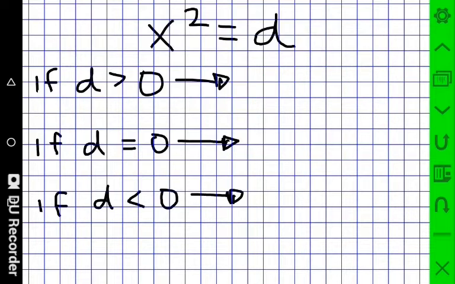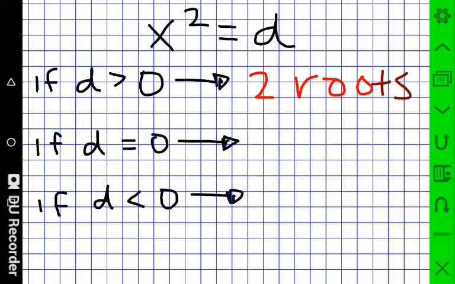So here is this rule. X squared equals D, D meaning some random number. So if D is bigger than 0, meaning it's a positive number, that's all we've done so far, you're going to get 2 roots. If it's a perfect square or not a perfect square, it doesn't matter. You're going to get 2 answers. 2 answers is where it's going to cross.